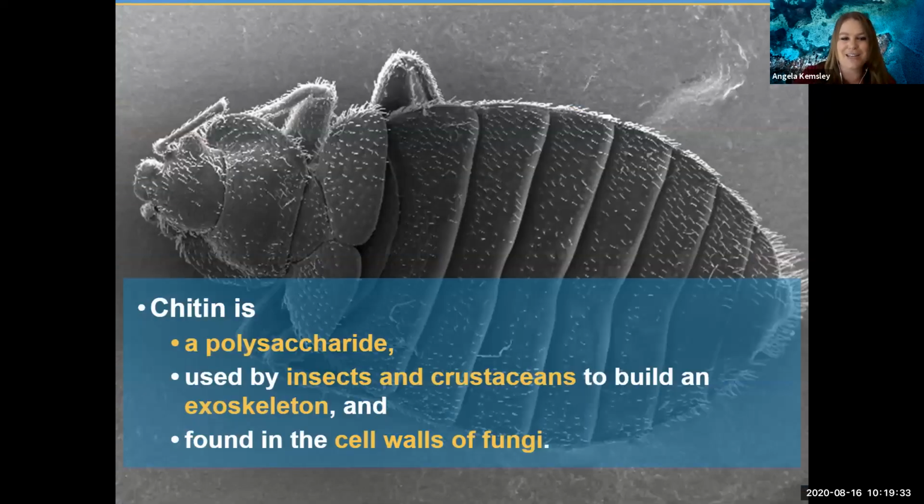Chitin is not just an animal. Chitin is a polysaccharide used by insects and crustaceans to build an exoskeleton. There actually is an intertidal organism called a chiton, and it's called chiton because its exoskeleton is made of chitin. But chitin itself is the building blocks that insects and crustaceans use to build their exoskeleton. It's also found in the cell walls of fungi. All right, so that was a brief overview of carbohydrates.